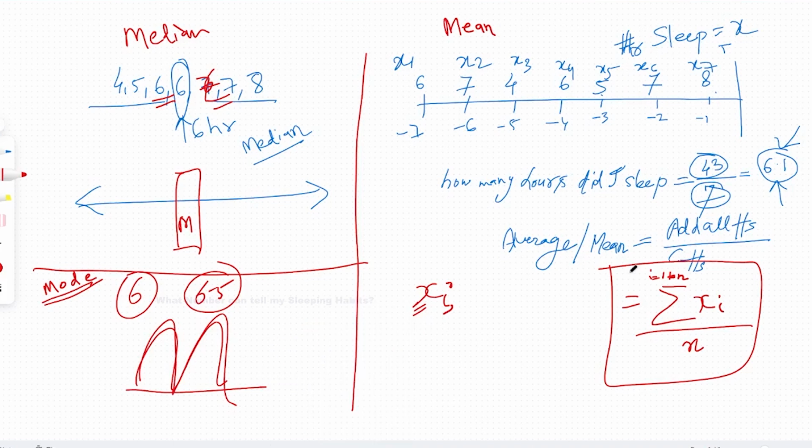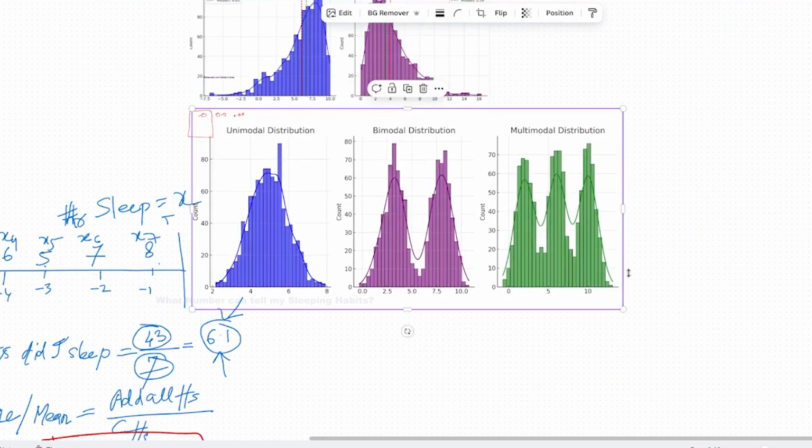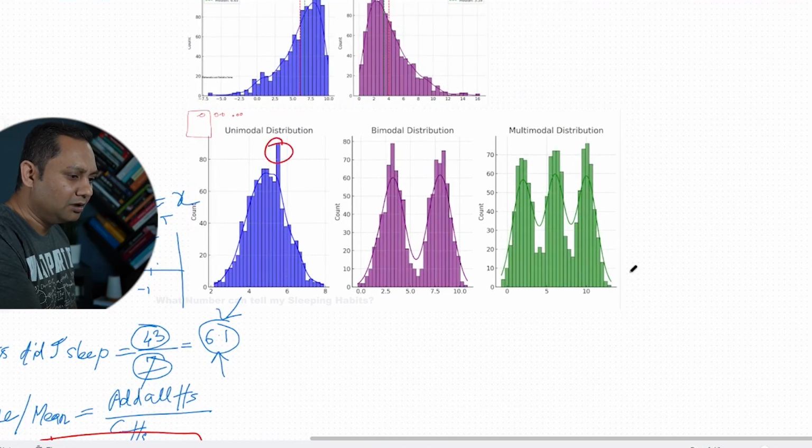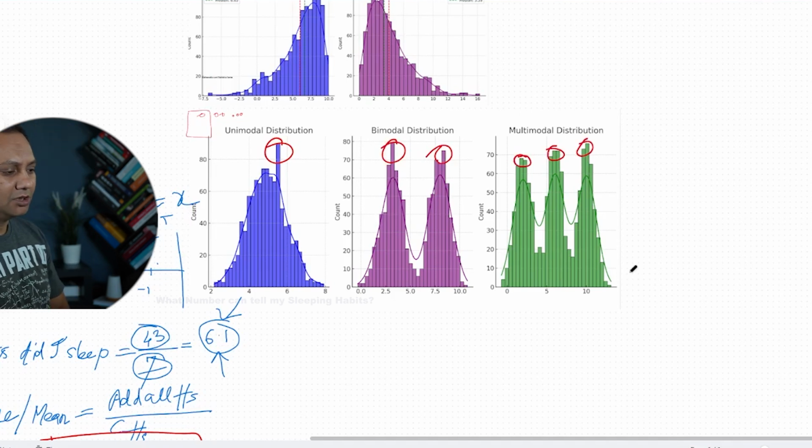That is the third way of finding a representative number. Now, if you want to look at an example of multimodal distribution, here you can see in this data, here we have one mode, here we have two modes, and here we have three modes. So this is my unimodal data, this is my bimodal data, this is my multimodal. So you can have many modes in your data.